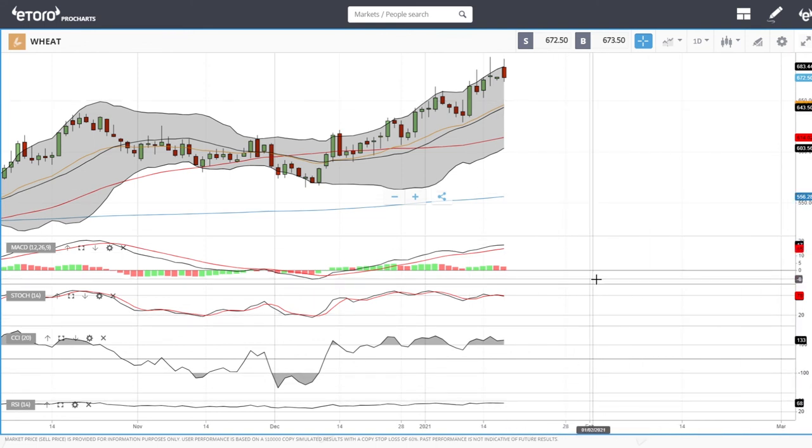We are on the edge of being overbought, so we were significantly overbought before we broke down. So that is a clear sign that we are going towards at least 650. And stop loss underneath that and target of these highs. That is going to be the trade.